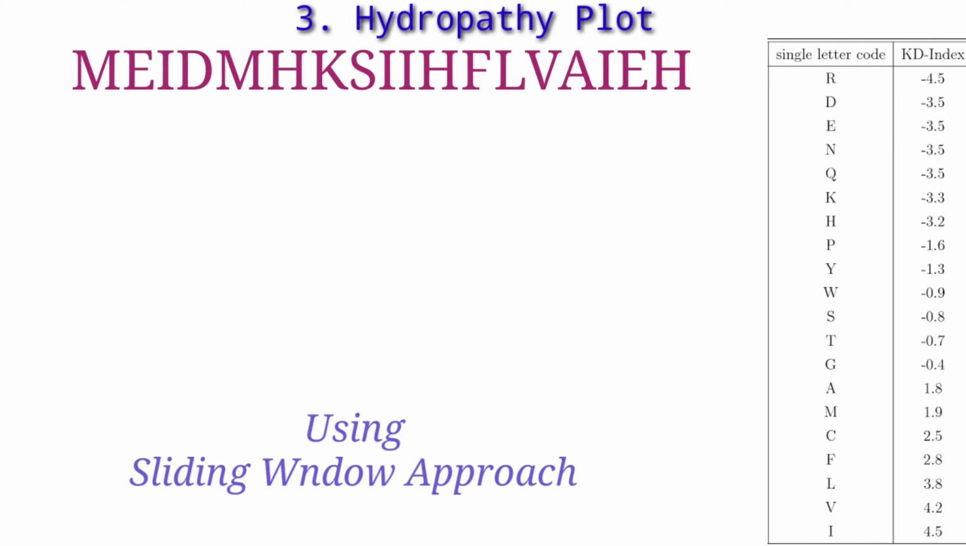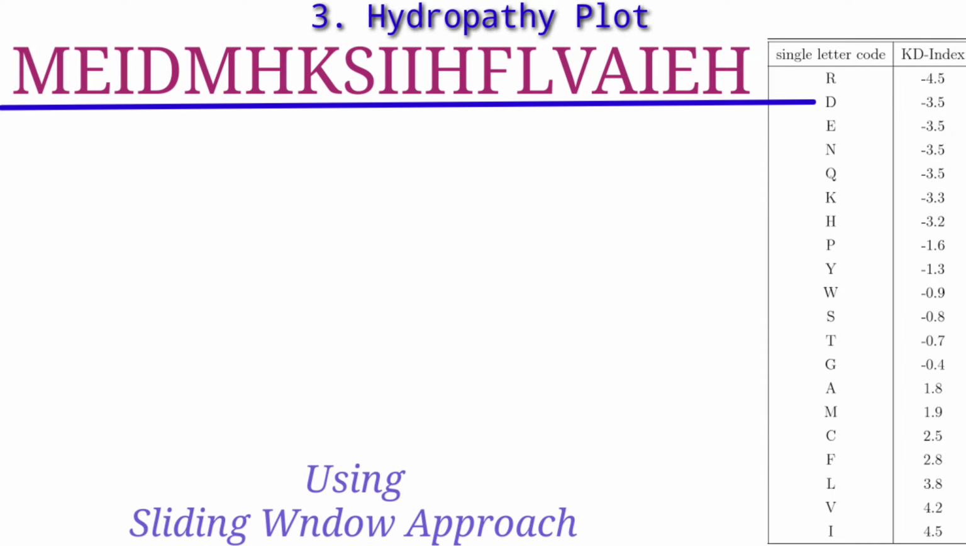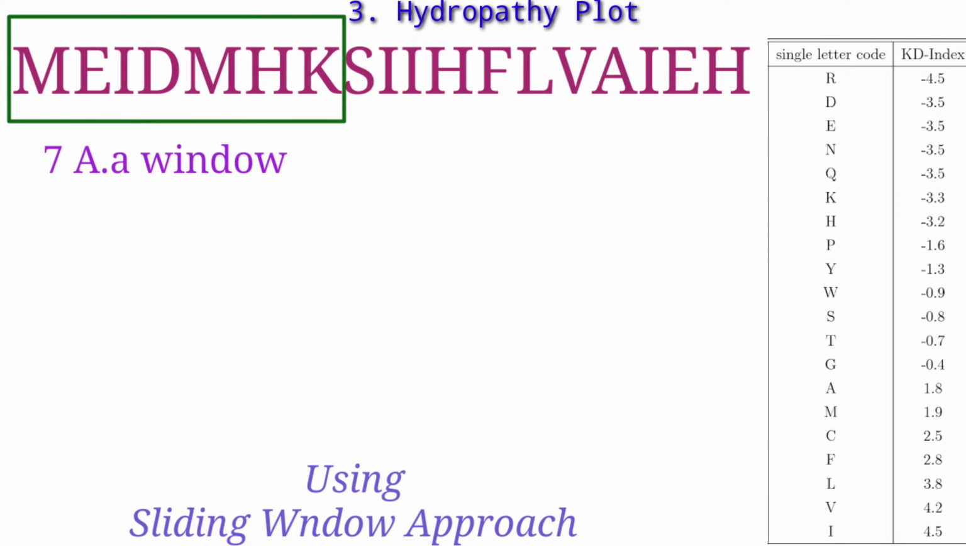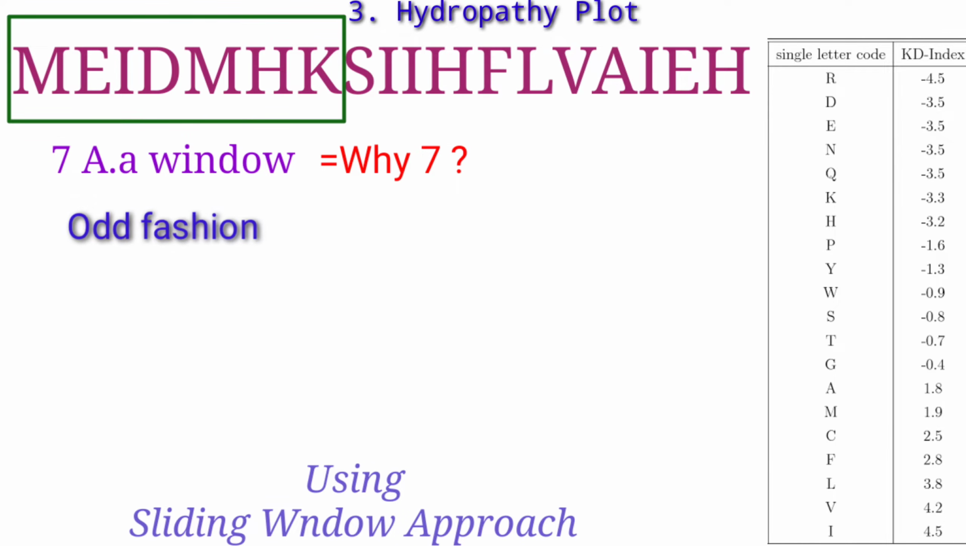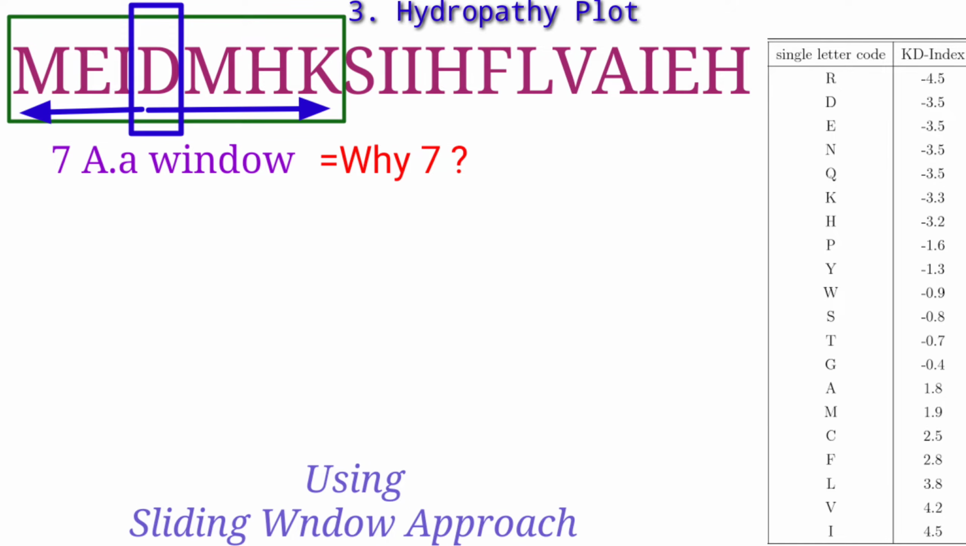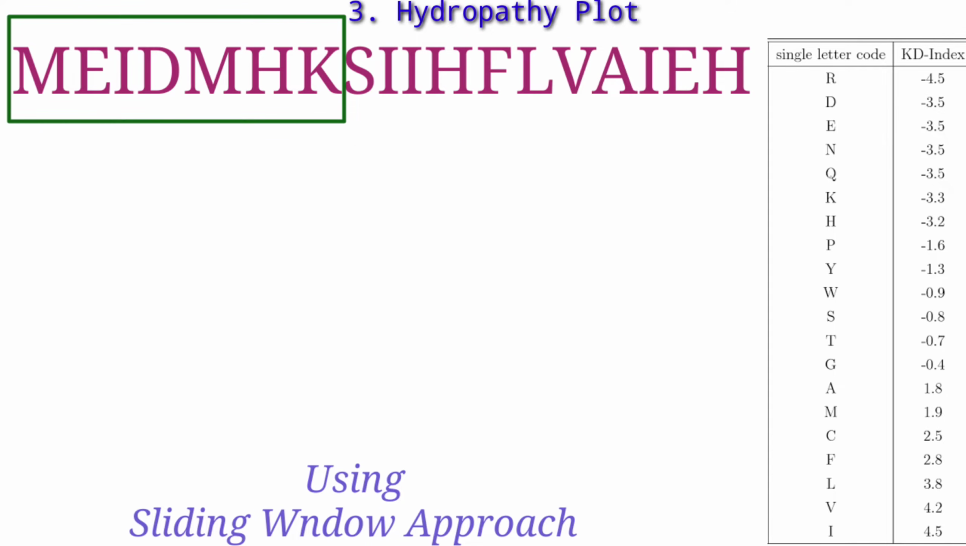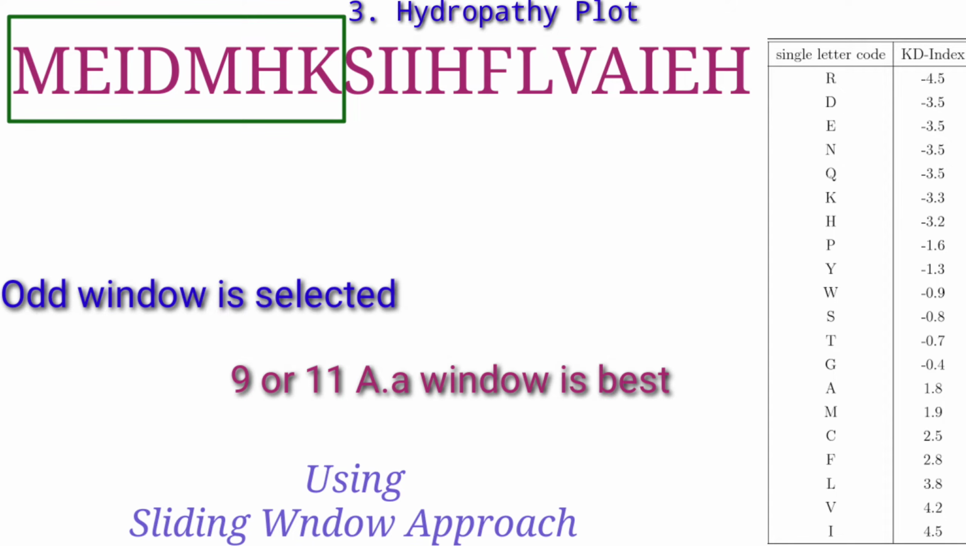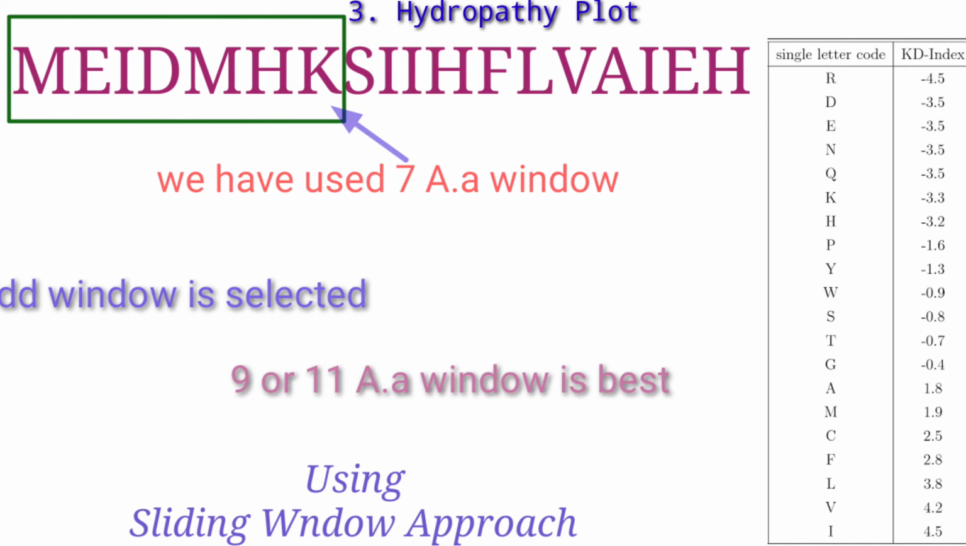So what is a sliding window? Here we have a sequence of amino acids. We will select the first 7 amino acids, that is, a 7 amino acid window. 7 amino acids are selected because the number is odd. If you see the fourth amino acid, there are 3 amino acids on the left side and 3 amino acids on the right side. So for the sliding window approach, we need an odd window. Generally a window of 9 to 11 amino acids is best, but here we have selected a 7 amino acid window.